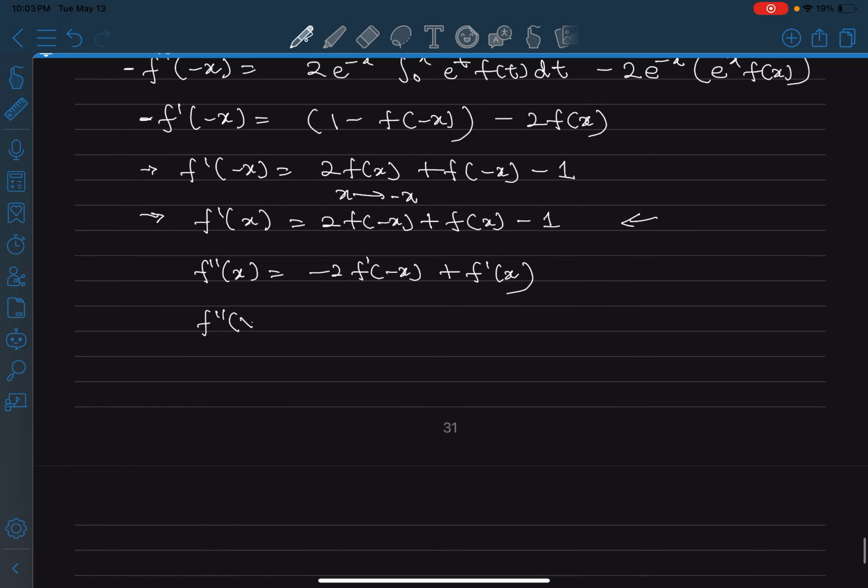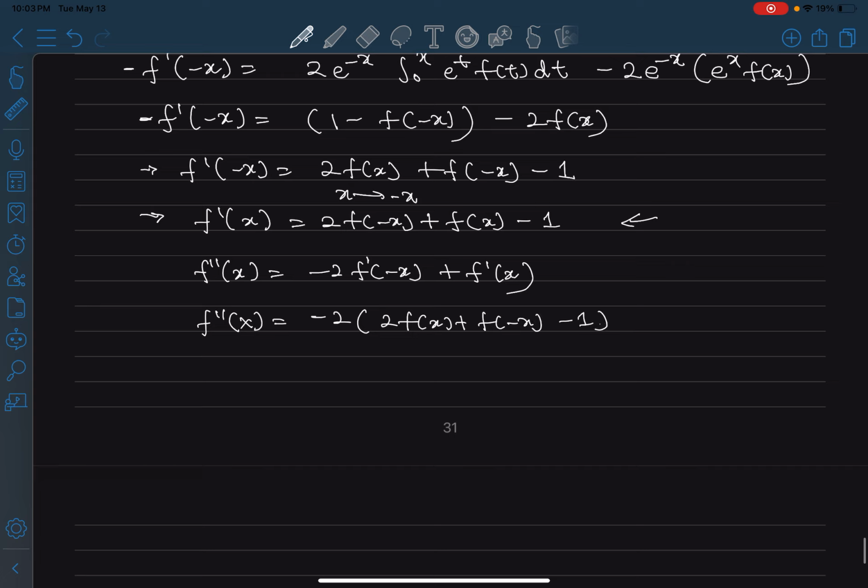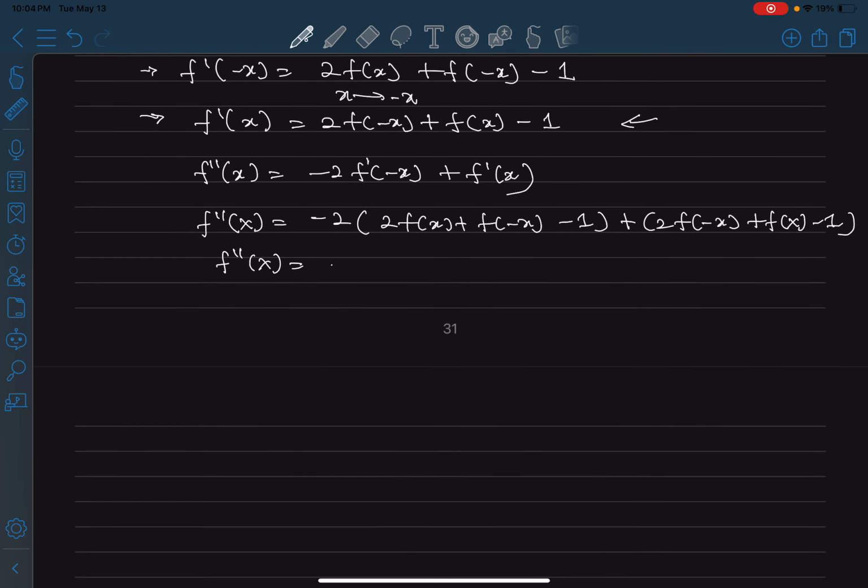So f double prime of x is equal to negative 2 times (2f of x plus f of minus x minus 1) plus f prime x, which is 2f of minus x plus f of x minus 1, right? So we'll now have f double prime of x equal to negative 4f of x, negative 2f of minus x plus 2, plus 2f of minus x plus f of x minus 1, right? And then this cancels out.